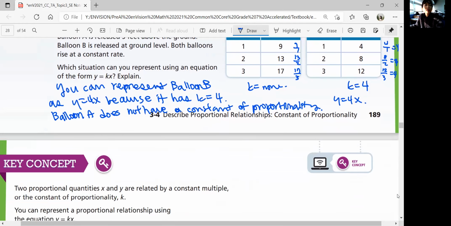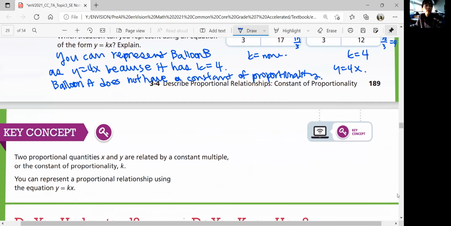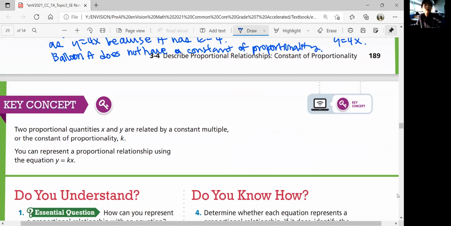Okay, let's summarize our lesson. In this lesson, we've learned that two proportional quantities x and y are related by a constant multiple or the constant of proportionality k. And you can also represent a proportional relationship using the equation y equals kx. That was lesson 4, describe proportional relationship using constant of proportionality. We'll continue with the next lesson in the next video.